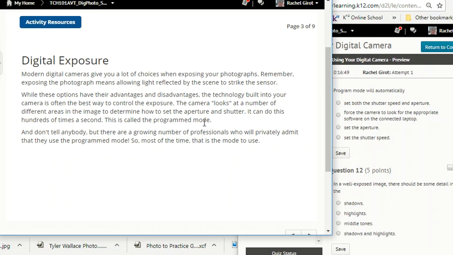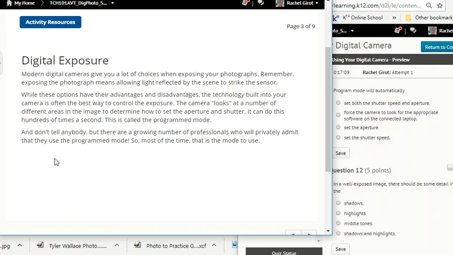So what did the programmed mode do? The camera looks at a number of different areas in the image to determine how to set the aperture and shutter. Good. So, what was the question? Program mode will automatically... What did it say in that sentence?